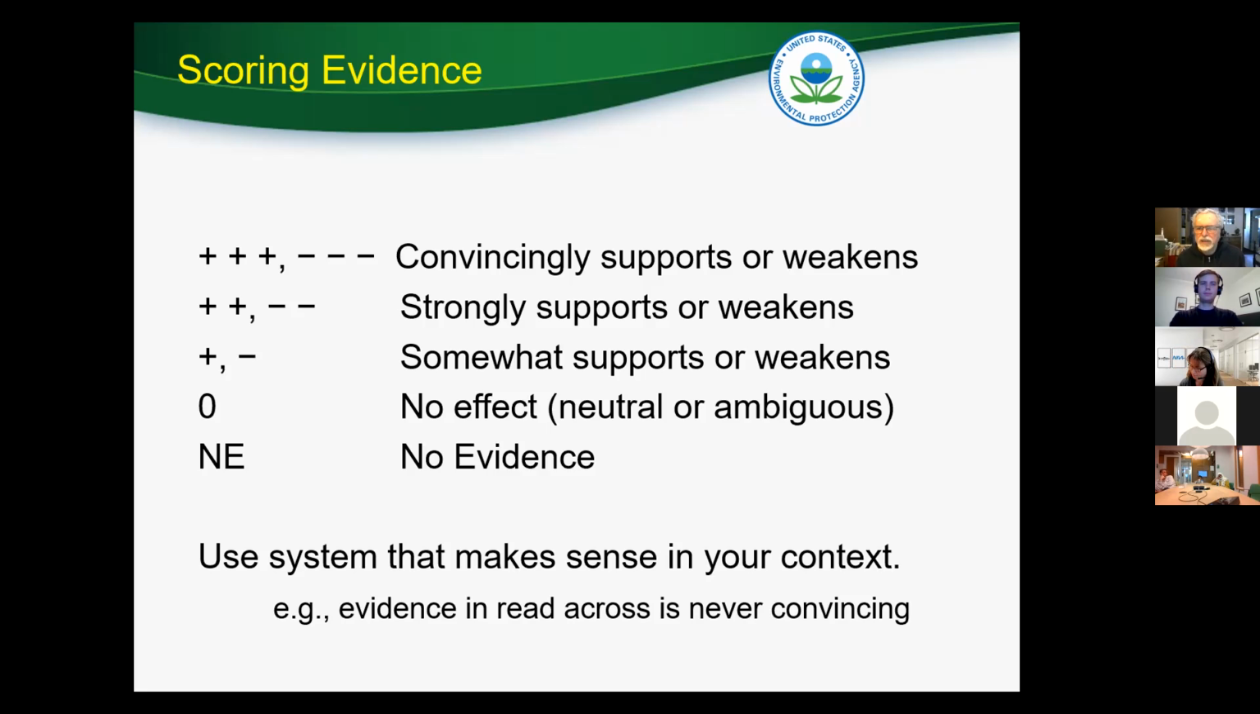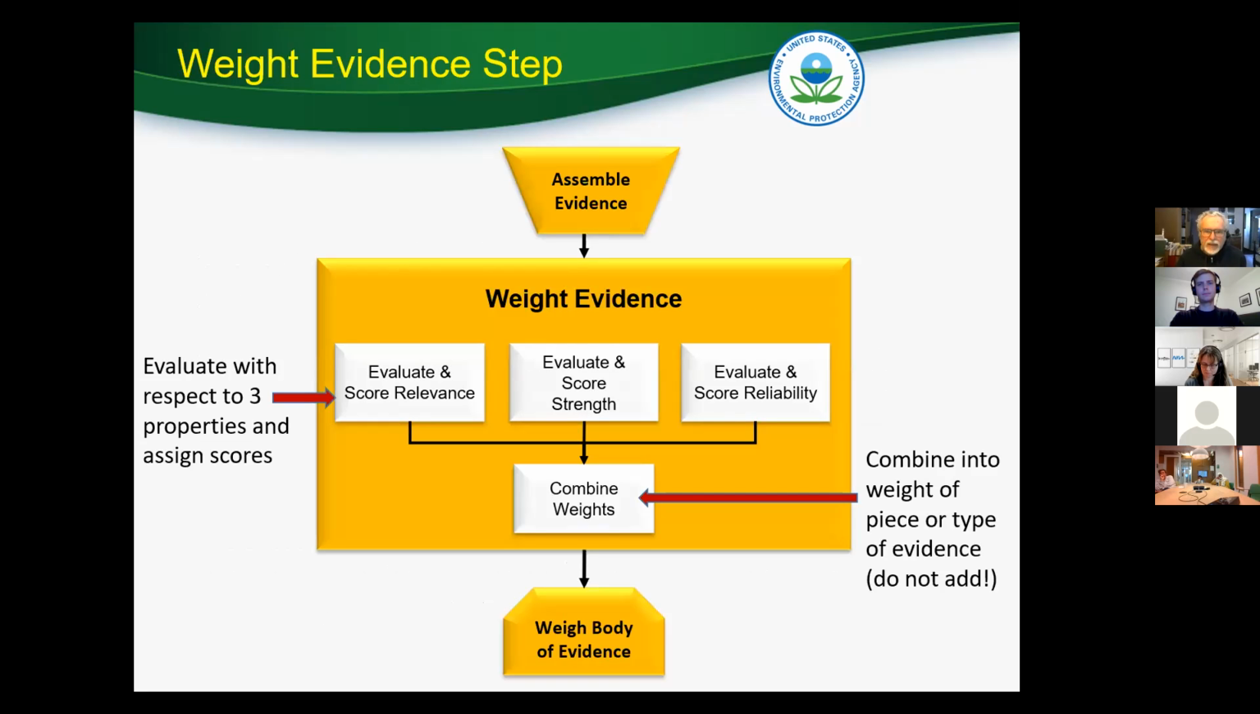And as we discussed earlier with the Bayesian interpretation table, there are really different ways you can interpret these. Our standard one is convincingly supports or weakens, strongly supports or weakens, somewhat supports or weakens, but you can adapt these to your case. For example, I just published a paper with some EPA colleagues on applying weight of evidence to read across, and really nothing that you do in read across is convincing. So we changed that to exceptionally supports or weakens. So you need to think about how you want to present the concept that describes your weights.